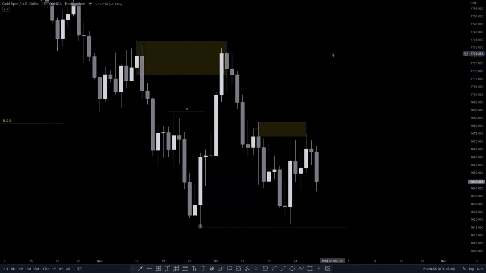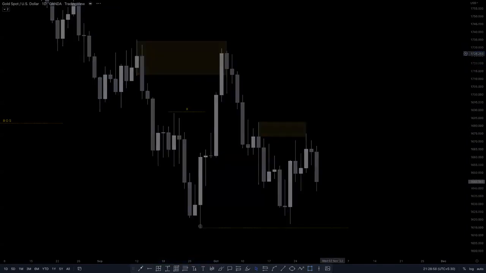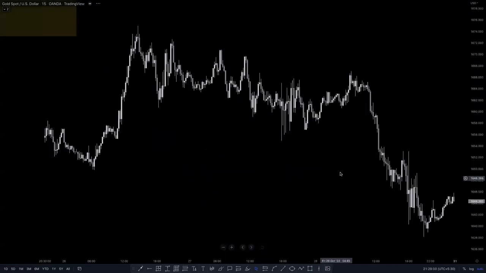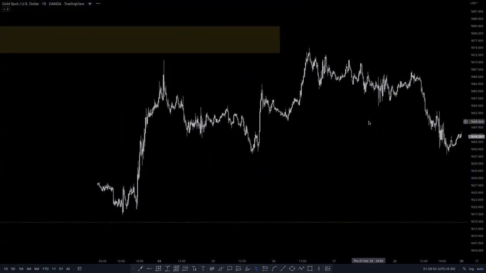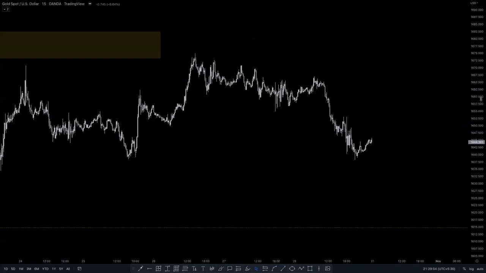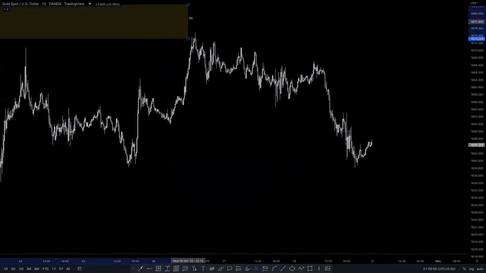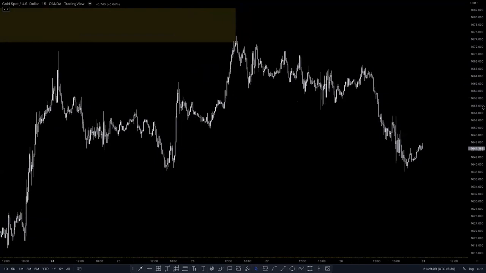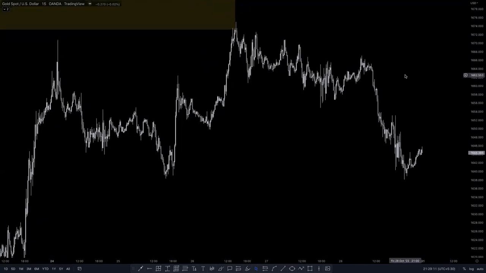Okay, now I'm going to switch into the 15-minute structure. Okay, perfect. So this one is our 15-minute structure. Everyone mark here a valid structure. And what is the next possible move here? Mark only the recent structure.